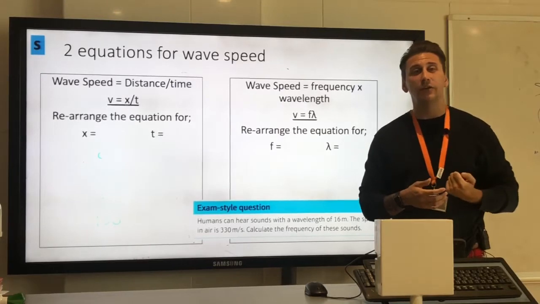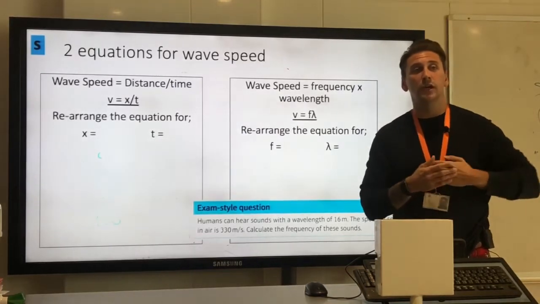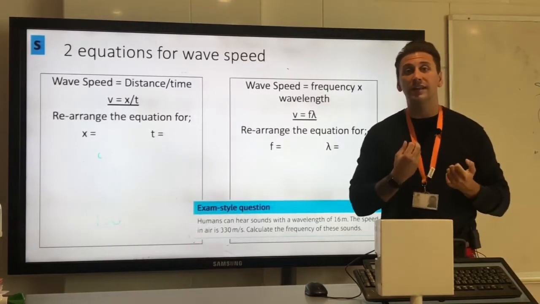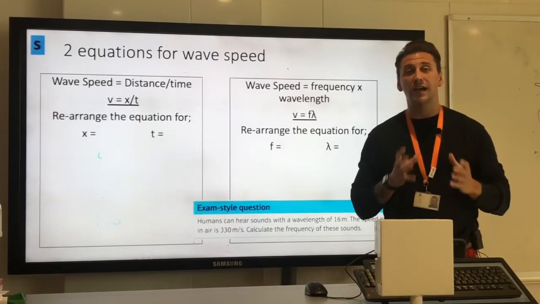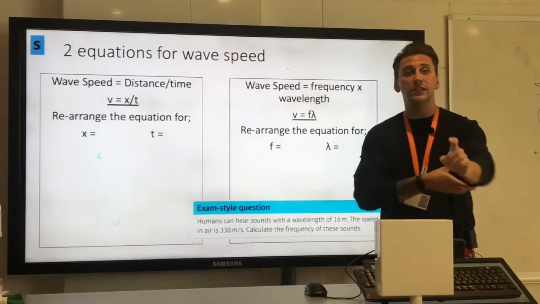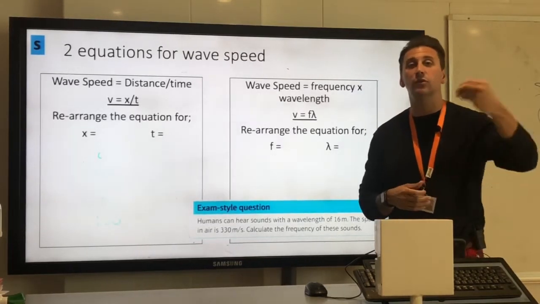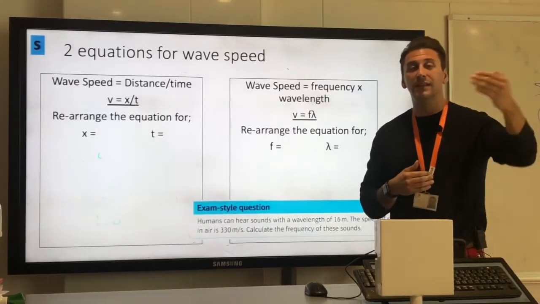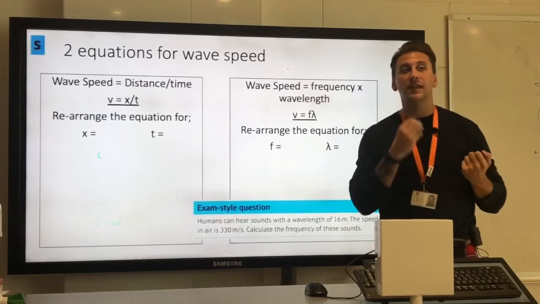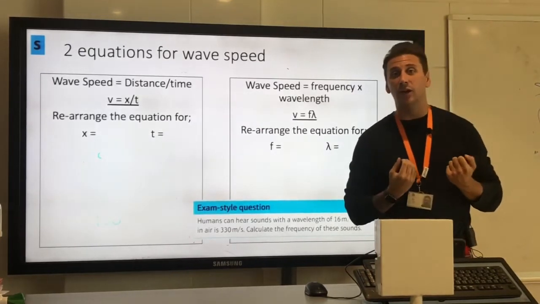So you make a sound, you start your stopwatch, it travels, it comes back, and when you hear the echo, you stop the watch. So there's your time. Now for the distance travelled, you need to measure from you to the wall and the wall back. The total distance is to the wall and back. Your time would be the time taken to create the sound, and then the echo to come back.